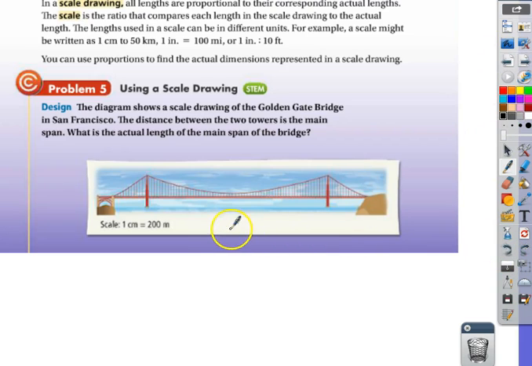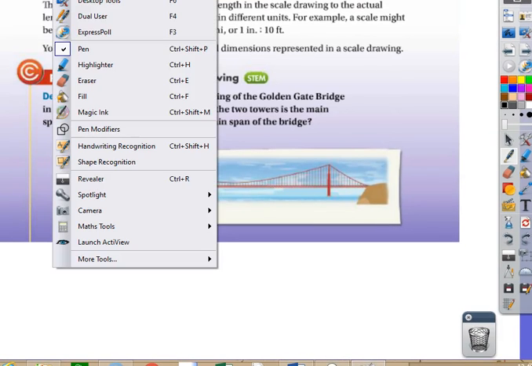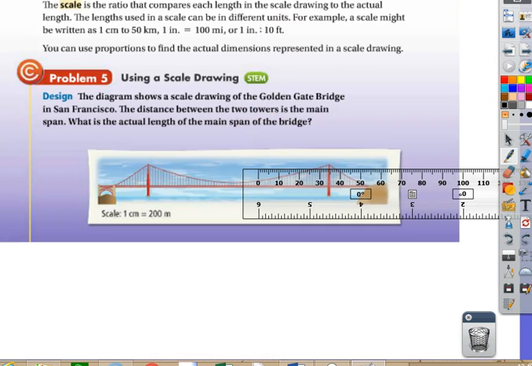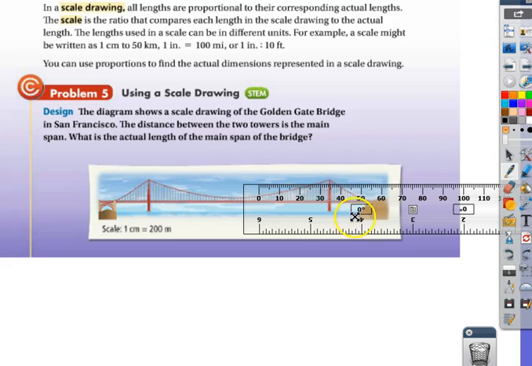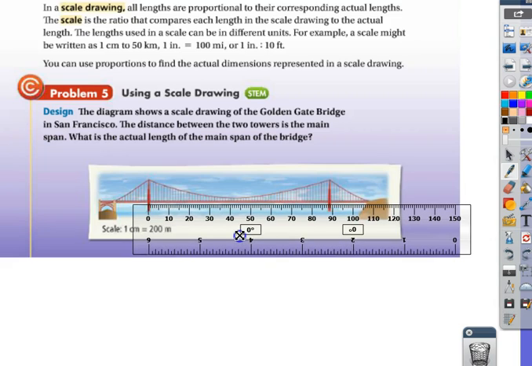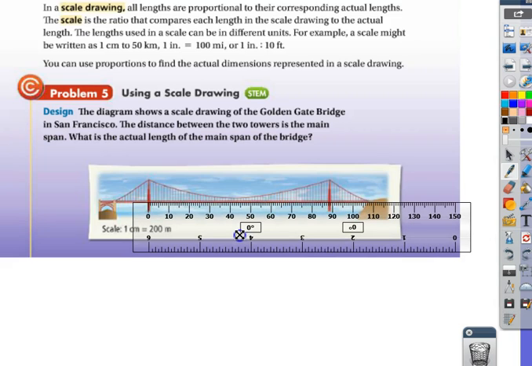So maybe the actual scale here is 1 centimeter to 200 meters. So maybe I could take a ruler. Let's see if I can find the ruler. Yeah, I got a ruler. So I would take a ruler that was in centimeters. Is this ruler in centimeters? And I would measure how many centimeters it was from one leg of the bridge to the other. I'm going to estimate and say that's 9 centimeters. 90 millimeters, which is 9 centimeters.